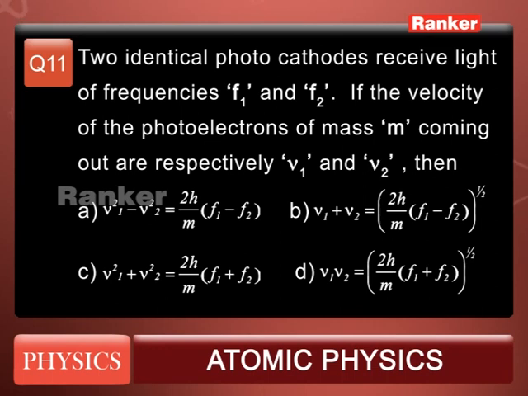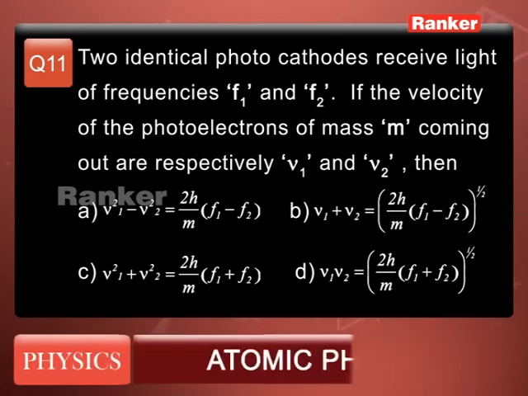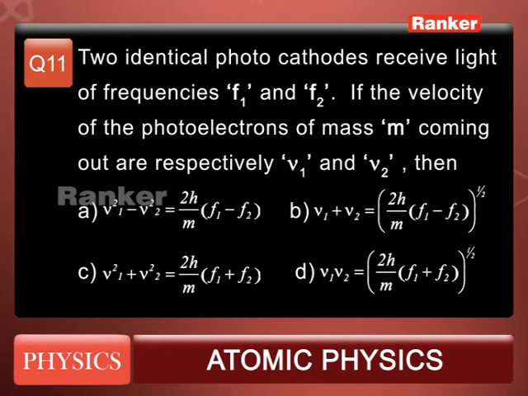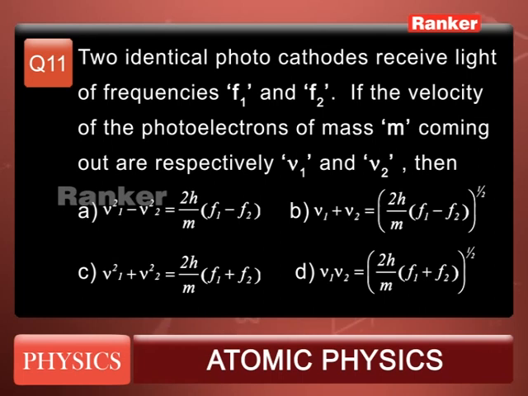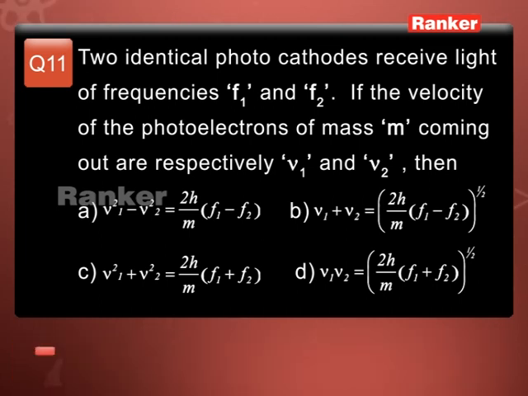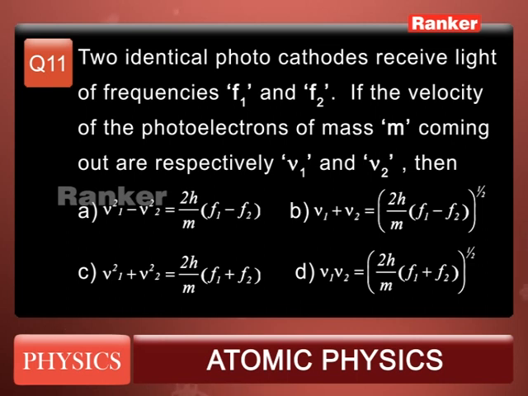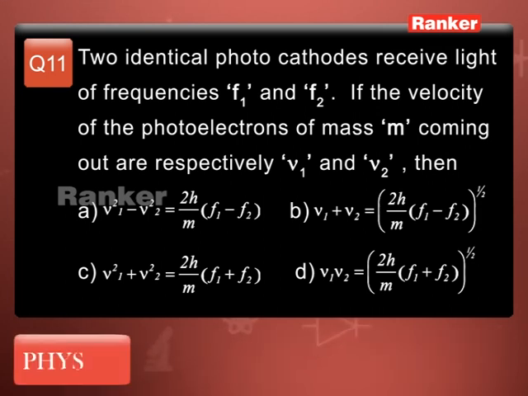The very first option is v1 square minus v2 square is equal to 2h by m whole multiplied by f1 minus f2. The second option given is v1 plus v2 is equal to 2h by m whole multiplied by f1 minus f2 whole power half. The total value is under root. That is the second option which has been mentioned there.